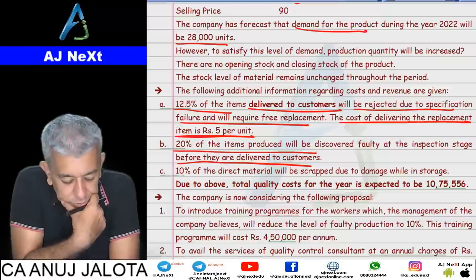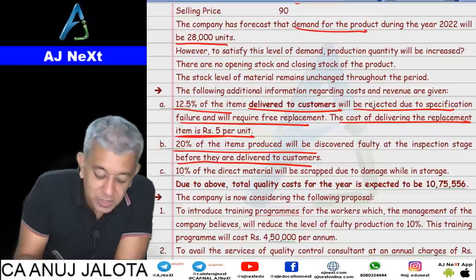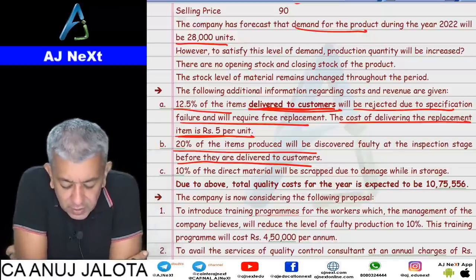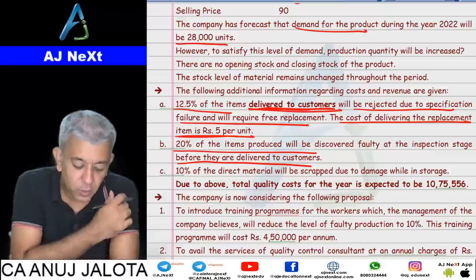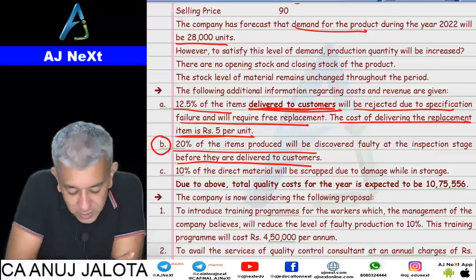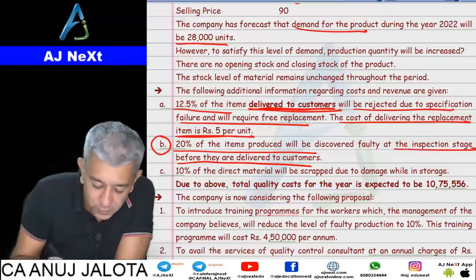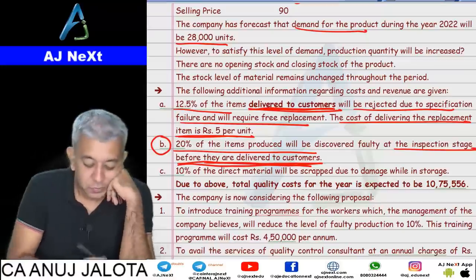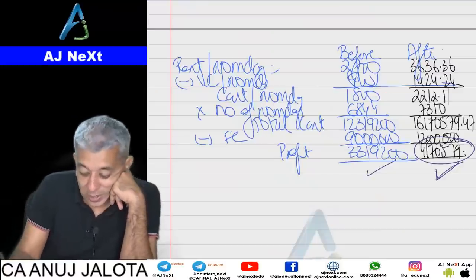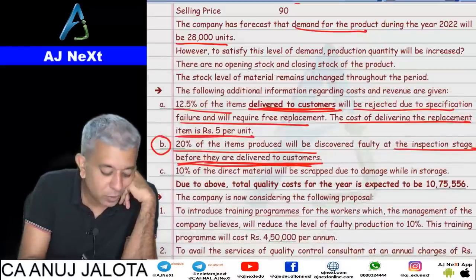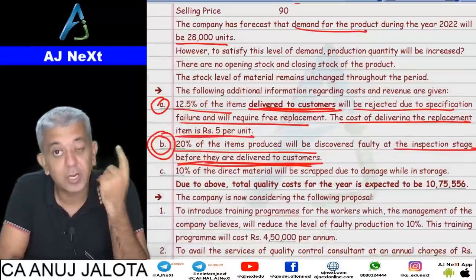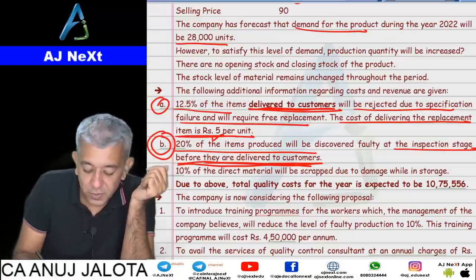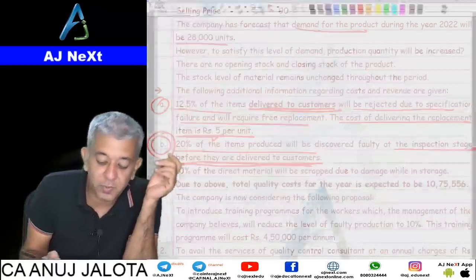ओके, तो यहां पे लिखा हुआ है 12.5% ऑफ द आइटम्स डिलीवर्ड टू द कस्टमर. अभी डिलीवर्ड का मतलब क्या होता है? ओके, वो आपको ना पार्ट बी ने बताया. 20% ऑफ द आइटम्स प्रोड्यूस्ड विल बी डिस्कवर्ड फॉल्टी एट द इंस्पेक्शन स्टेज बिफोर दे आर डिलीवर्ड टू द कस्टमर. ओके, ध्यान से सुनना जरा प्लीज. आई थिंक आउट ऑफ ए एंड बी, पहले बी वाला लॉस होगा, क्योंकि ये प्रोडक्शन वाला लॉस है, उसी के बाद देन डिलीवरी विल हैपन ना.